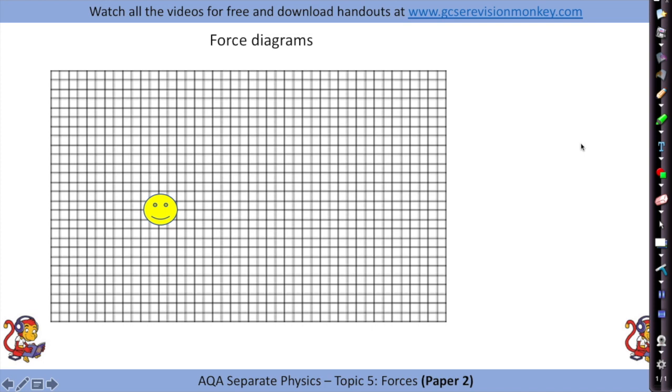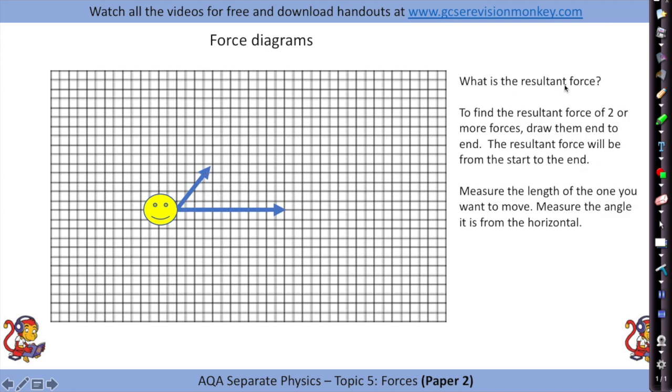Vectors are a way of showing a force being applied to an object, and quite often you might get 2 forces being applied to an object, and you might be asked to work out the resultant force. So we've got this smiley face being pulled by 2 forces, the length of the arrow telling us the size of the force, and the direction of the arrow telling us the direction of the force. Now to work out a resultant force of 2 or more forces, you're going to draw them end to end. So you've got to move one of them effectively, and the resultant force will be from the start of the first arrow to the end of the last arrow.